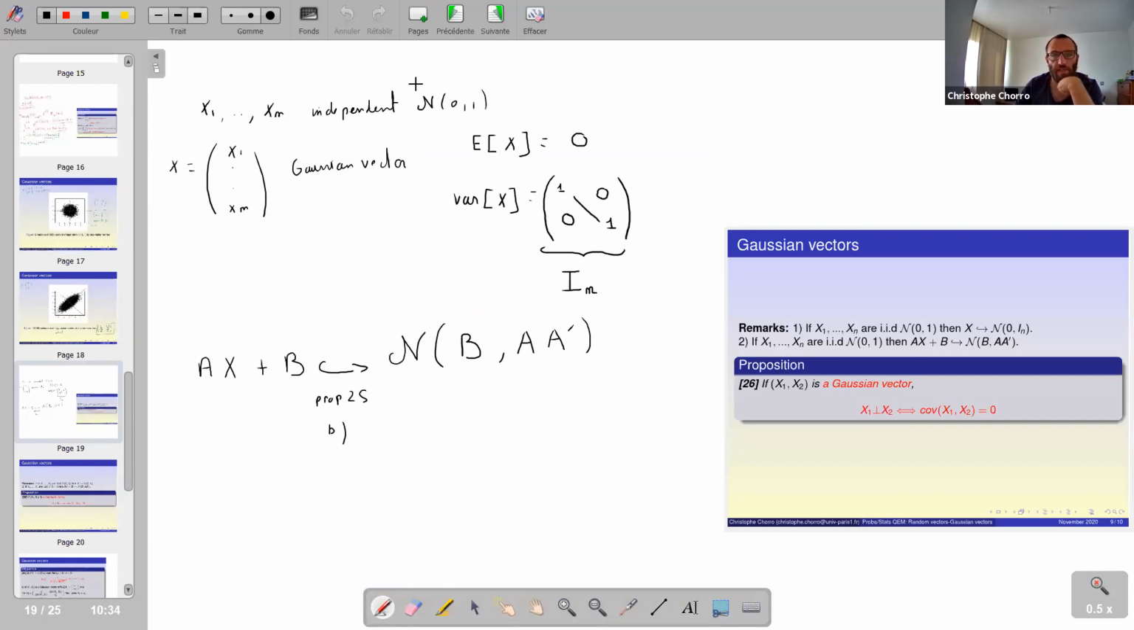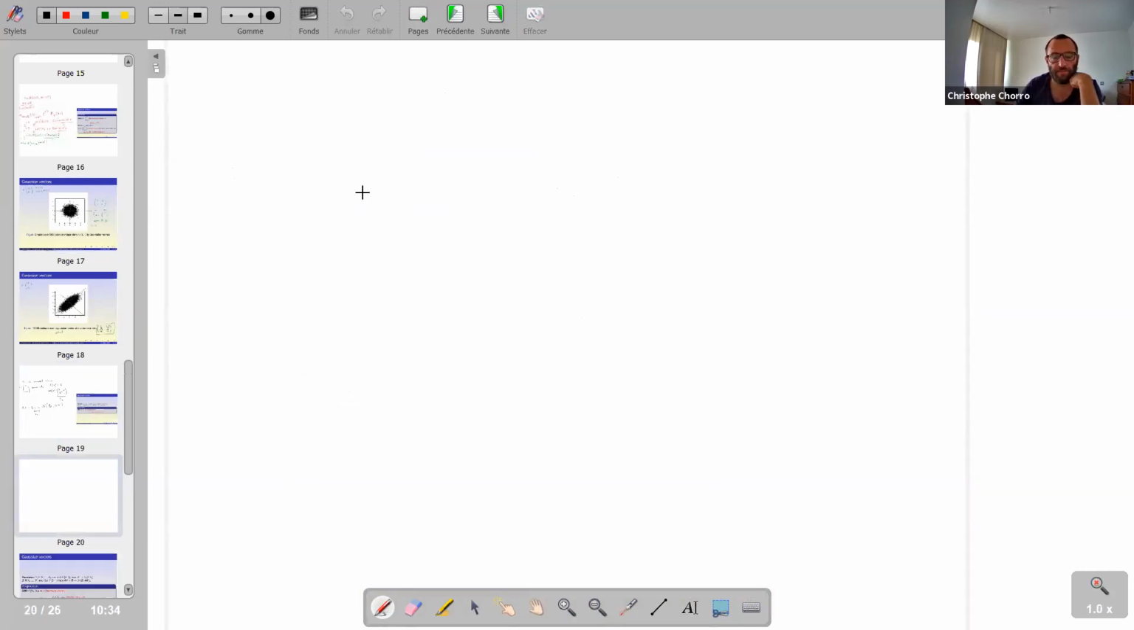So maybe I can do this. Suppose that you want to generate X that follows the N of the expectation of X and the variance of X.